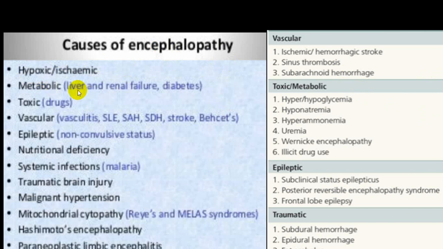which can be because of liver pathophysiology, we call hepatic encephalopathy. Because of renal, we call it renal encephalopathy or uremic encephalopathy. And it can also be because of diabetes, particularly metabolic disorders in diabetes like hypoglycemia or diabetic ketoacidosis or hyperosmolar coma. They all will be included in encephalopathy. Certain toxic drugs can also produce encephalopathy.